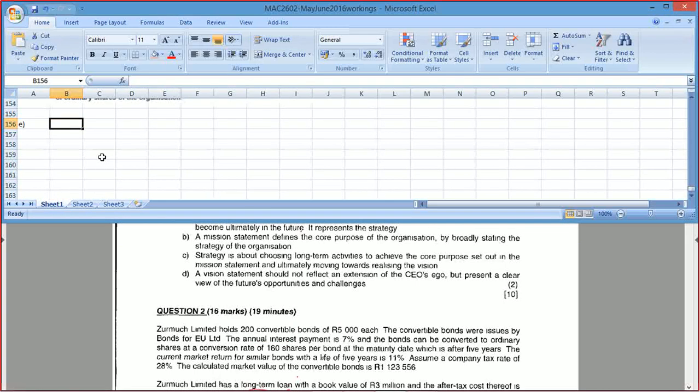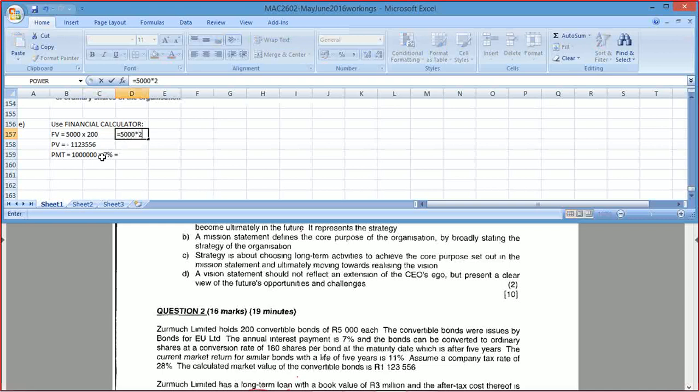So we're working out I here. Use the financial calculator. We look at the bond calculation. FV is 5,000 times 200. Present value is negative. The current market value of the convertible bonds is 1,123,556. Payment: the bond offers how much? Annual interest of 7%. So 7% of $1 million.